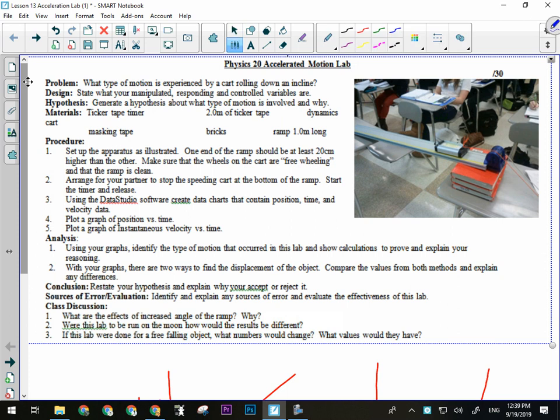For our hypothesis, what 3 words go in a hypothesis? If, and, then. The if part of our hypothesis should talk about what acceleration is. That's because that's what we're doing here. The problem we're investigating is what kind of motion does it experience? It's accelerated, so what is accelerated motion?